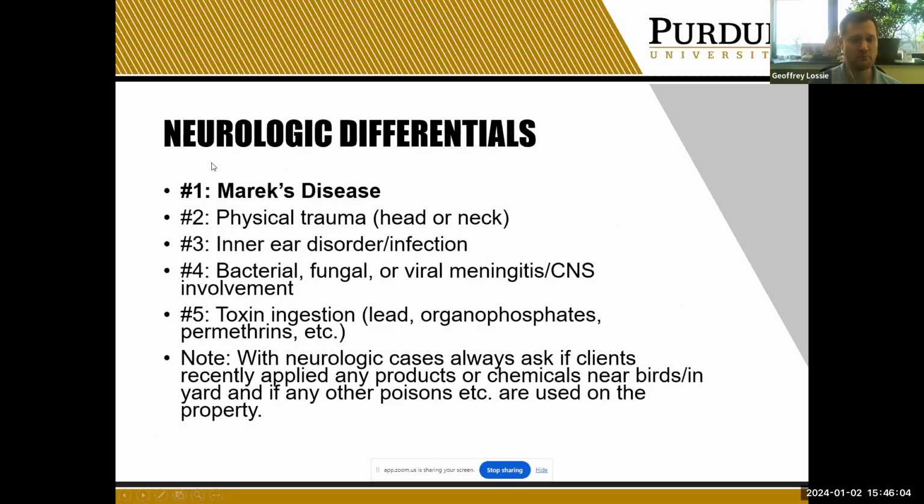Neurologic differentials, the number 1 is Marek's disease. So if you have a bird with paralysis or paresis, which just means it's not fully paralyzed, so it still has some function, but it's not completely normal, your top differential has to be Marek's disease. And this is where, going back to how to collect a proper history, that is going to help you narrow down on if this could be Marek's disease.